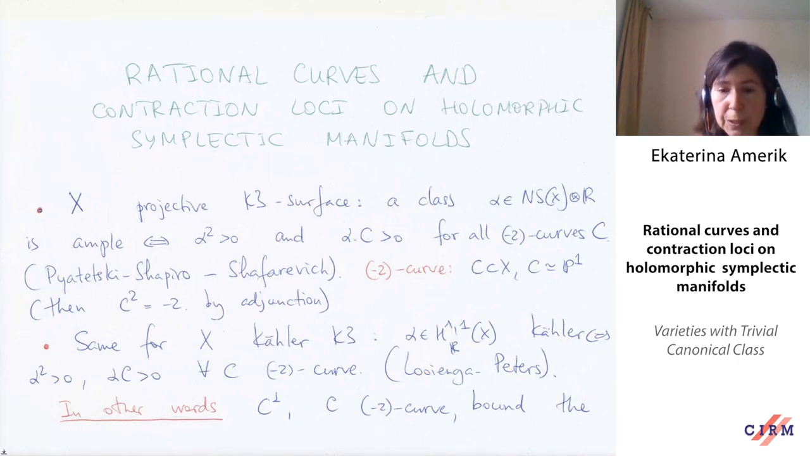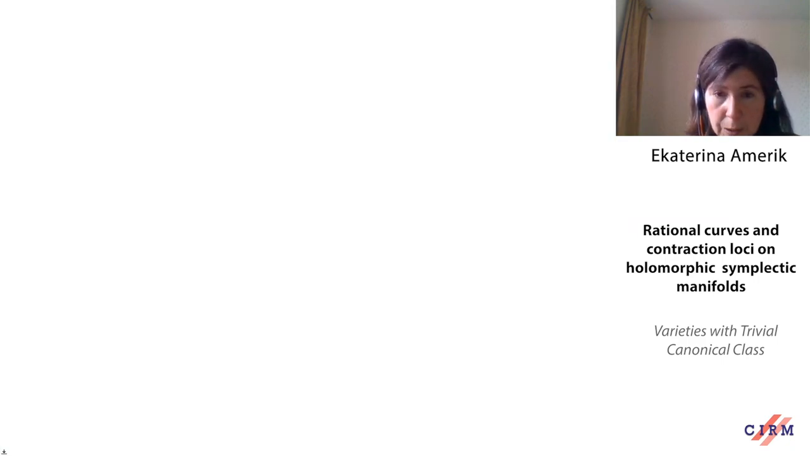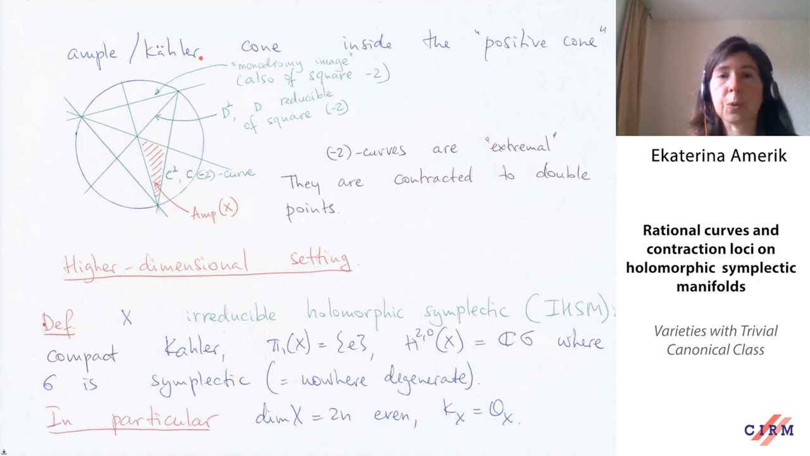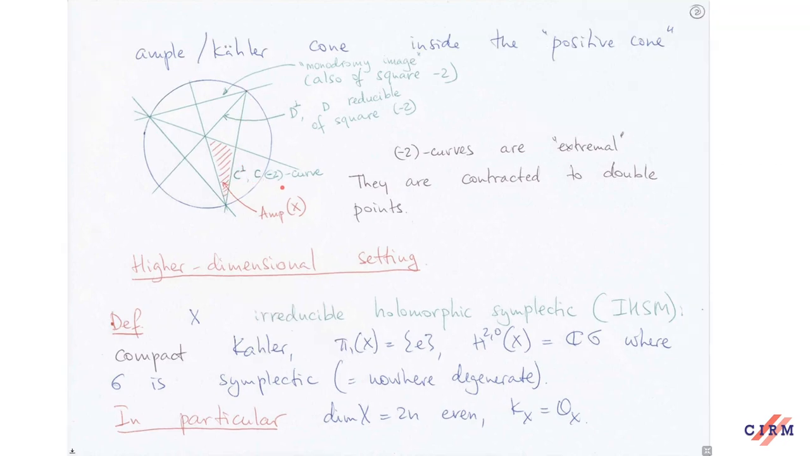So in other words, we can say that the orthogonals to minus two curves bound the ample or the Kähler cone inside the positive cone. So here I drew some picture. This round thing is the positive cone on which we are looking from above. So I mean, we don't see the vertex in the origin, we see some kind of a transversal section. Then there are a few hyperplanes. This hyperplane is an orthogonal to the class of a minus two curve.